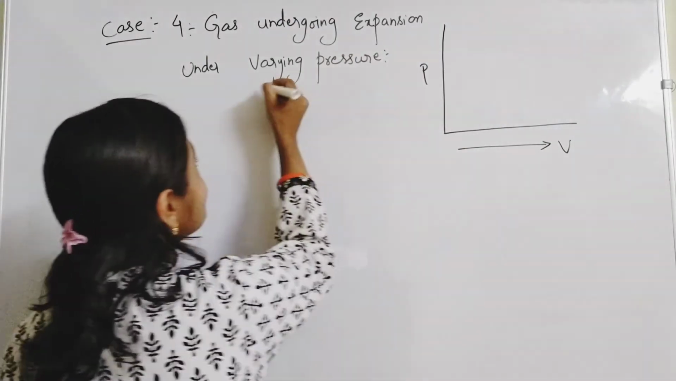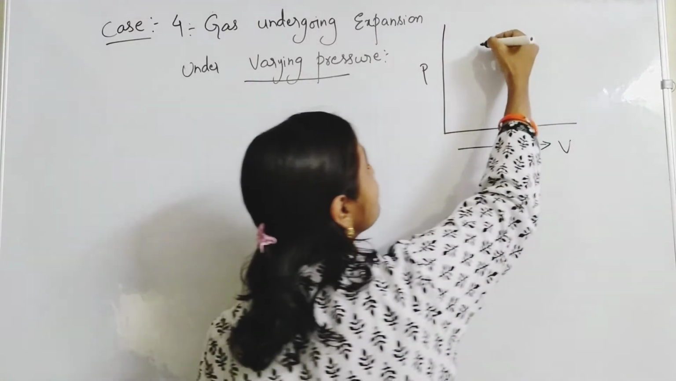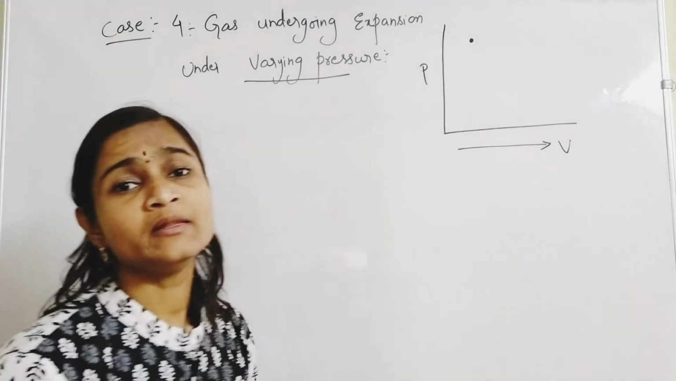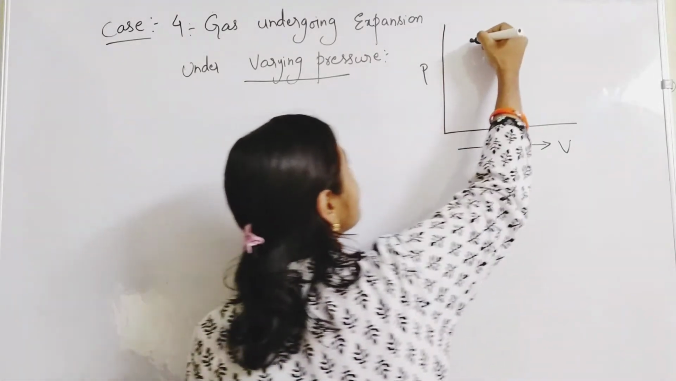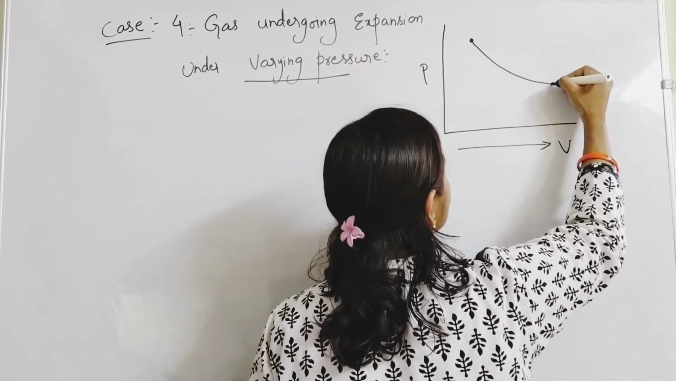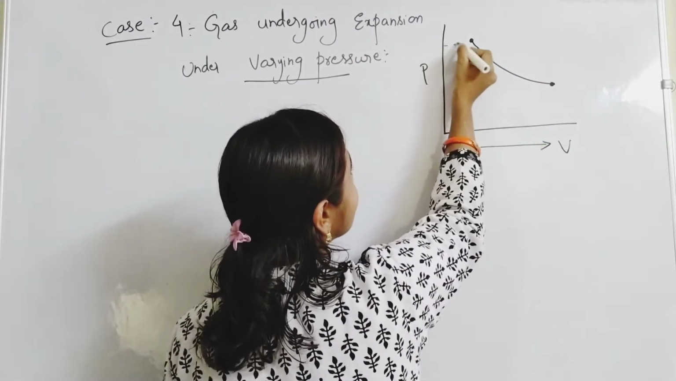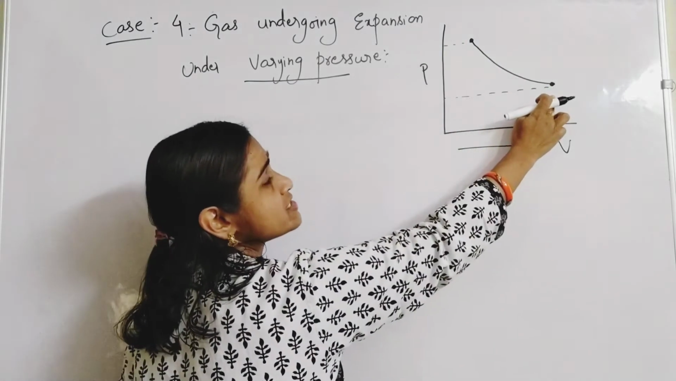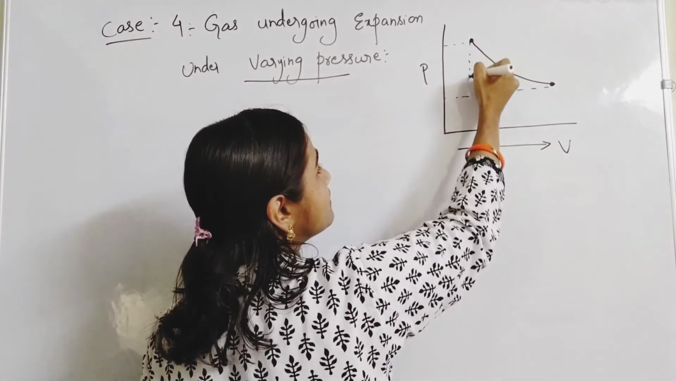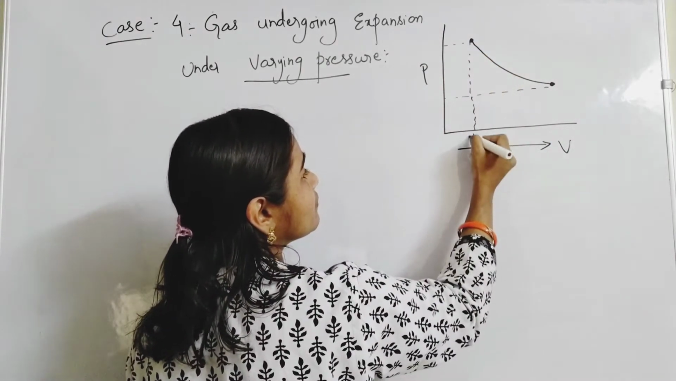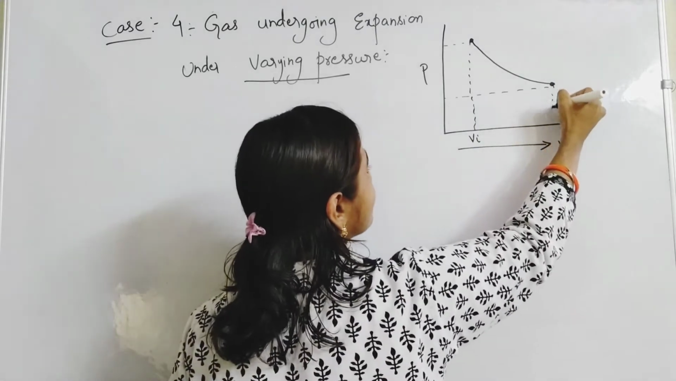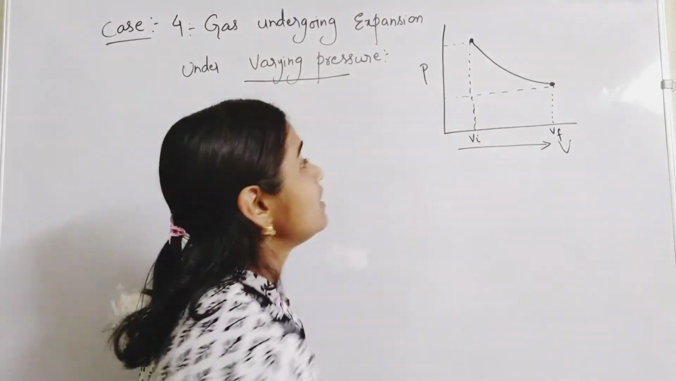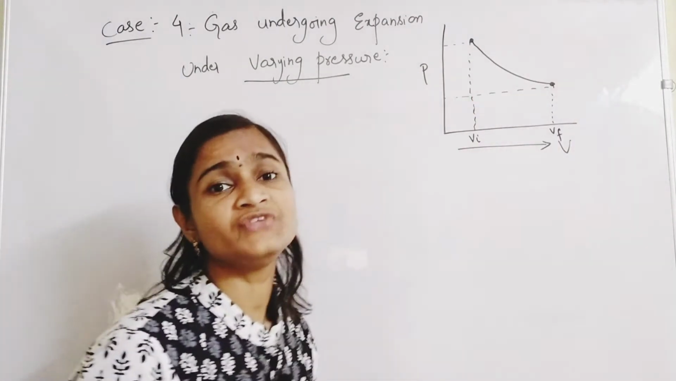So varying pressure means what? You will get a descending curve. Initially the pressure may be high and then the pressure decreases. See here more pressure, here less pressure. And here V initial and V final. Now this was the descending curve you got.